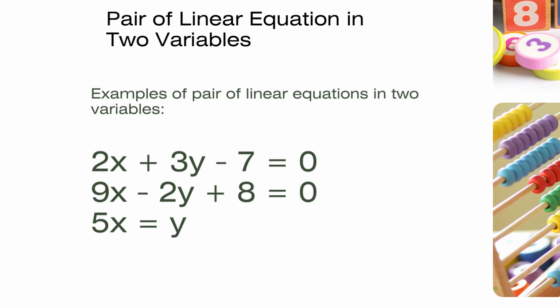2x plus 3y minus 7 equals 0, where the two variables are x and y. 9x minus 2y plus 8 equals 0. 5x equals y.